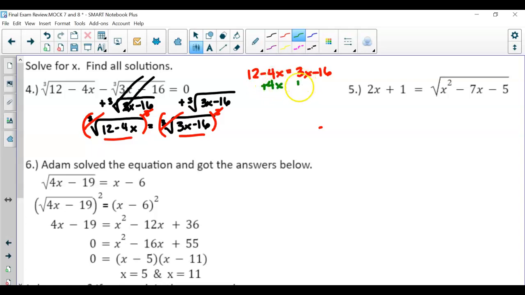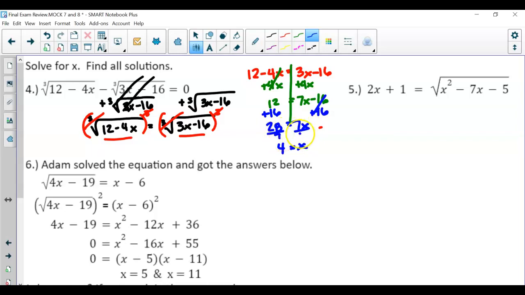I'm going to add 4x to both sides of my equation. Now I've got 12 is equal to 7x minus 16. So now notice we're just solving a two-step. We're solving for x here. Add 16 now to both sides. You've got 28 is equal to 7x, and you get x is equal to 4. 7 times 4 is 28.